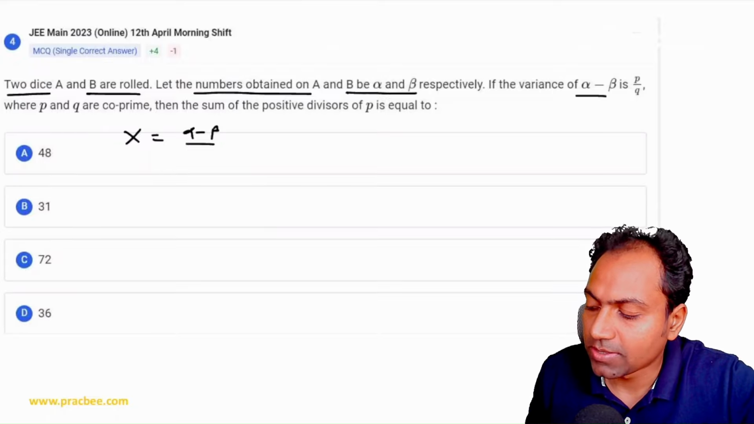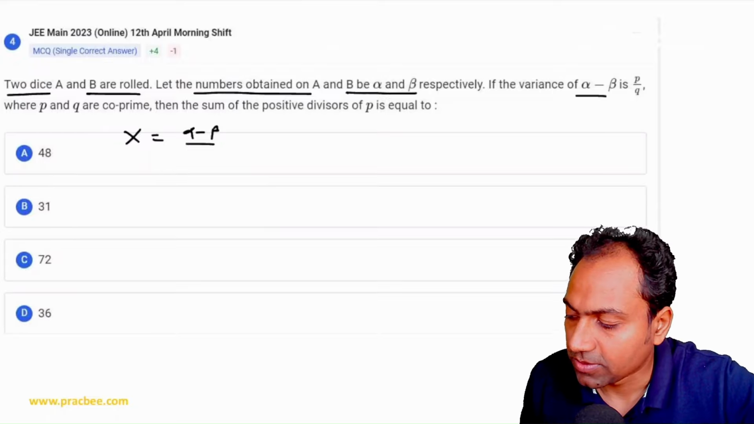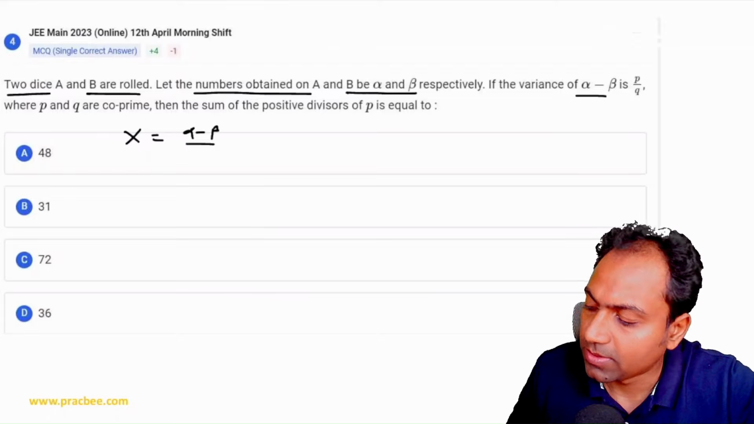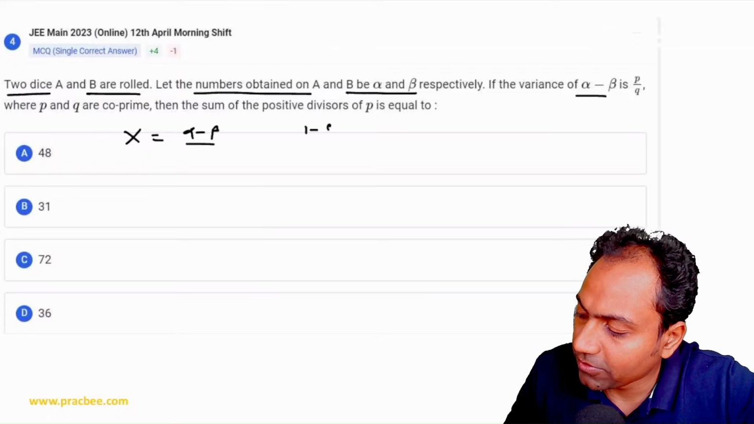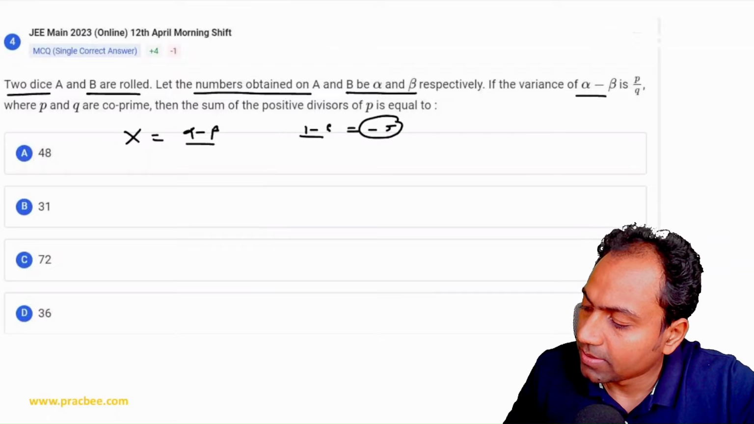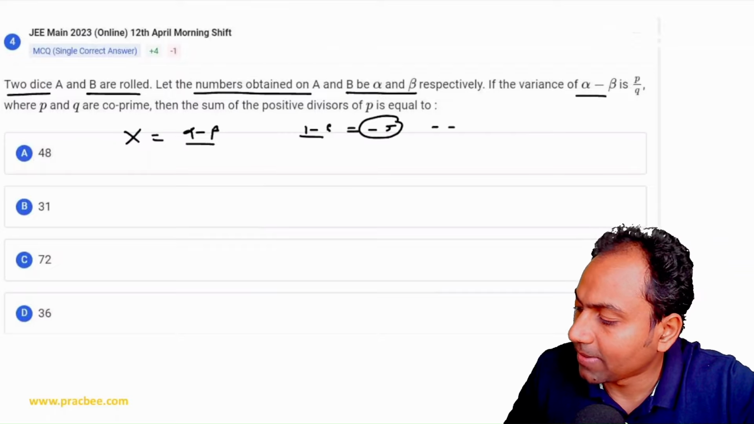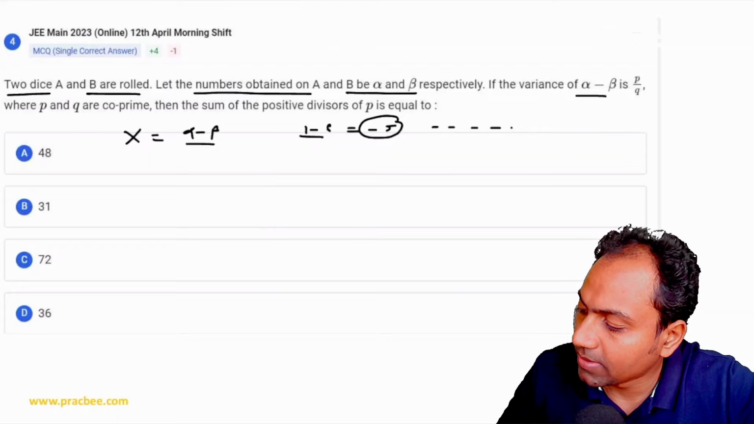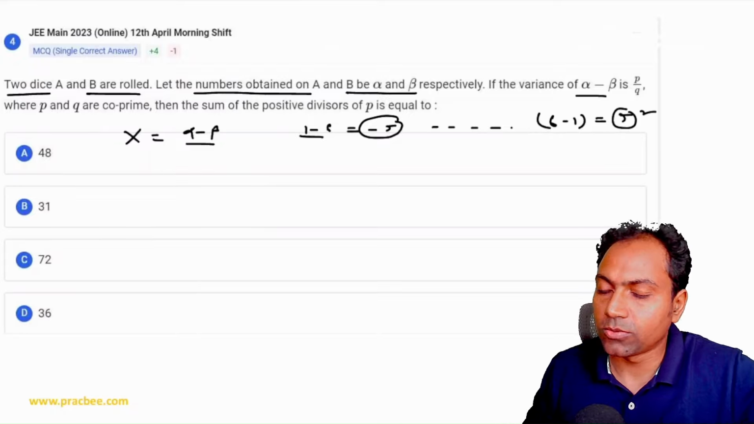So first let us understand what can be the possible values of alpha minus beta. If I take the minimum value of alpha, it could be 1 and the maximum value of beta, it could be 6. So the minimum value could be minus 5. Then minus 4 is also possible. And the maximum value will happen when it reverses the role, 6 minus 1, and in this case it will become nothing but 5. So these are the extreme values of x that are possible.